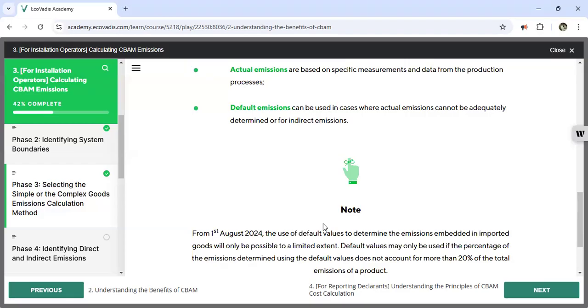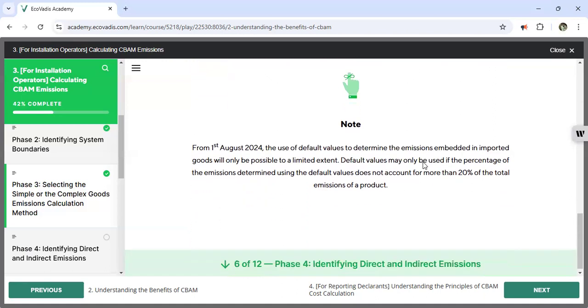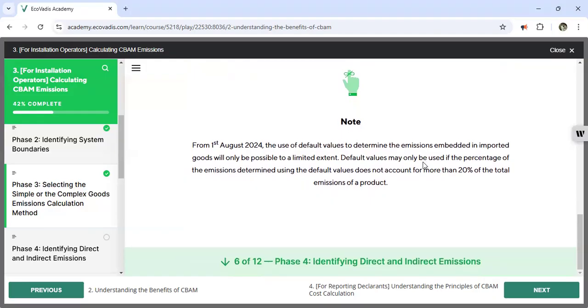Default emissions can be used in cases where actual emissions cannot be adequately determined or for indirect emissions. Note: from August 1, 2024, the use of default values to determine the emissions embedded in imported goods will only be possible to a limited extent. Default values may only be used if the percentage of the emissions determined using the default values does not account for more than 20% of the total emissions of a product.